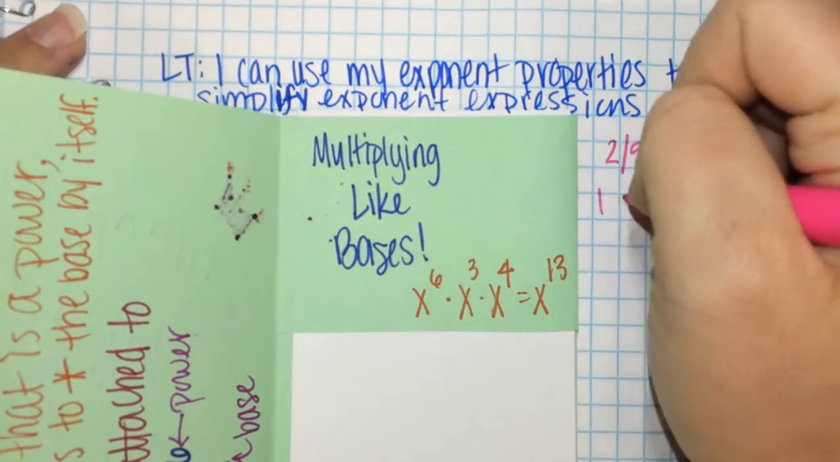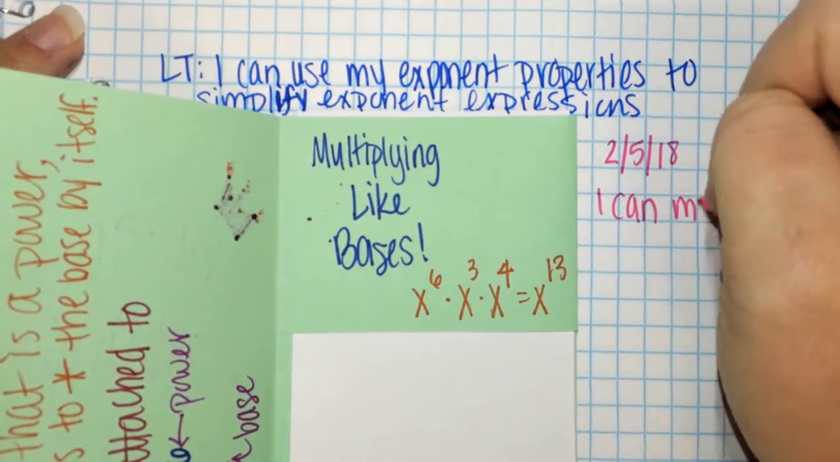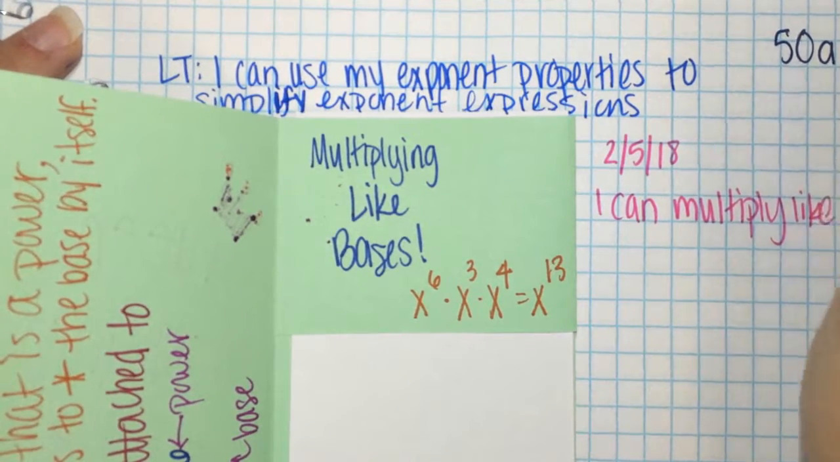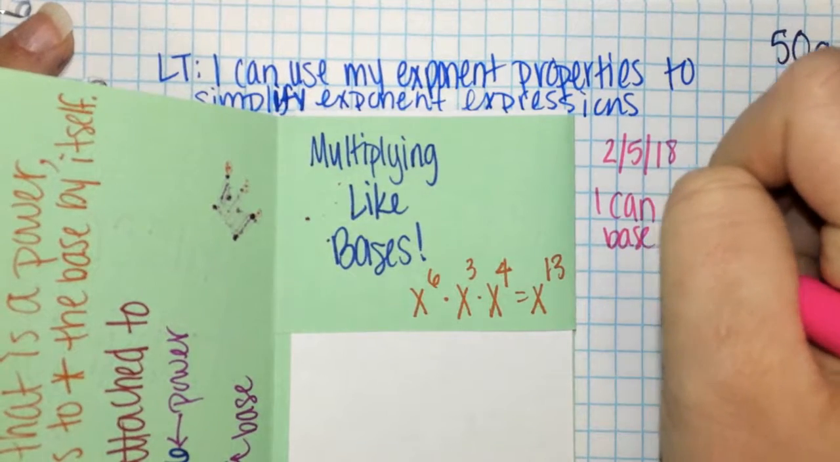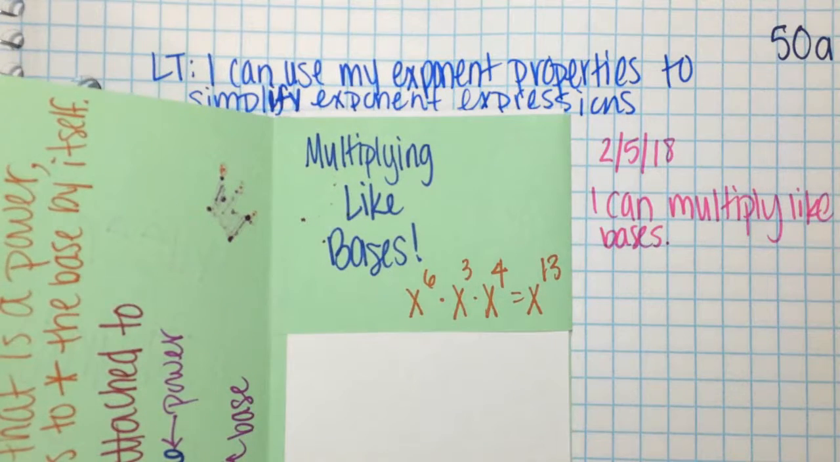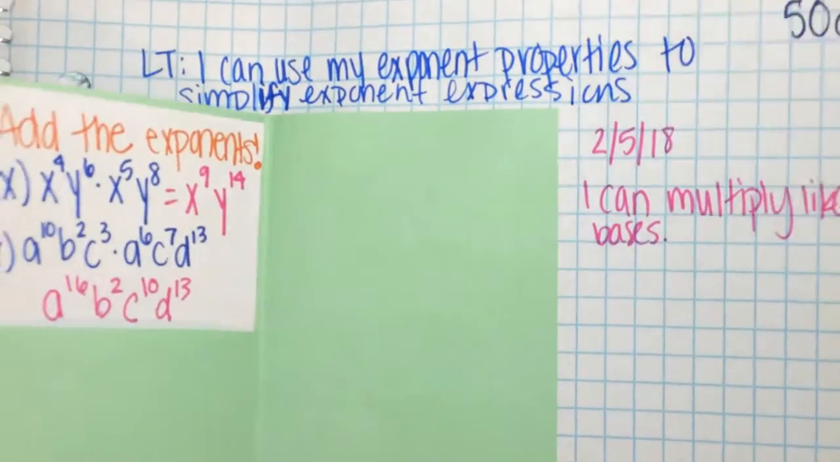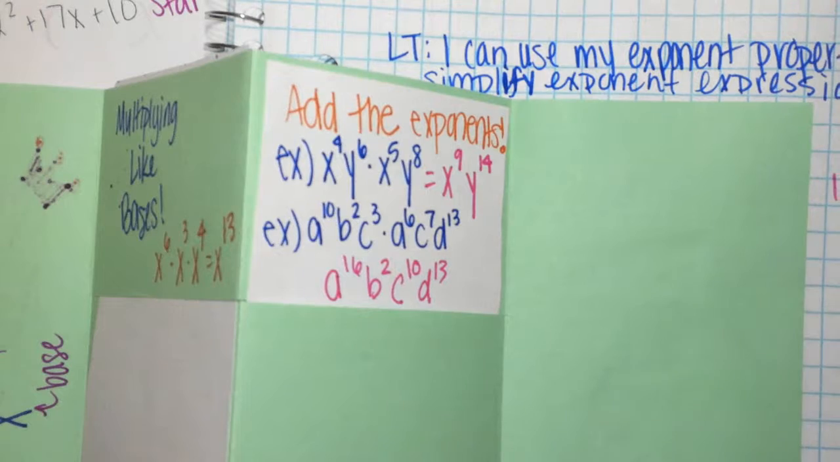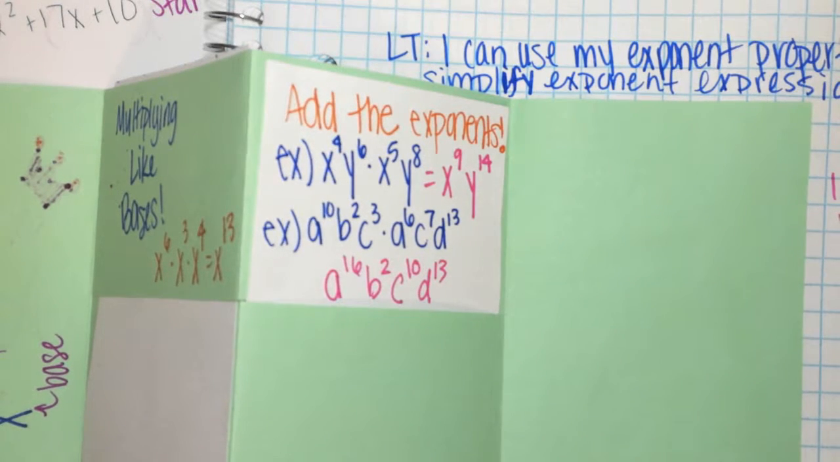I want you to write, I can multiply like bases. How are we feeling? And when we multiply like bases, what do we do to the exponents? You add them.